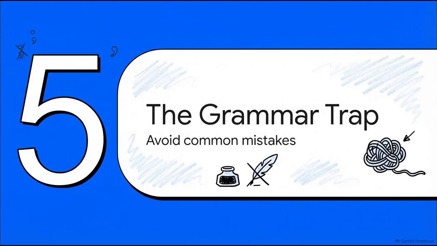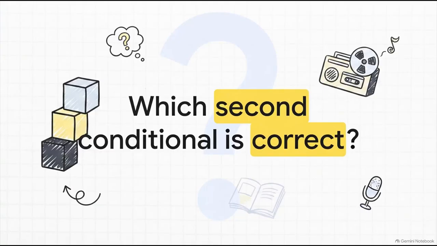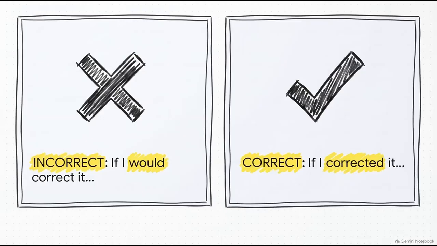Moving on to Section 5, the grammar trap. Avoid common mistakes. All right, let's do a really quick check here. Think for a second and ask yourself, which of these second conditionals is structurally correct? Is it option A, if I would correct it, the album sounded dead, or is it option B, if I corrected it, the album would sound dead? Take just a second to decide. And the answer is B.